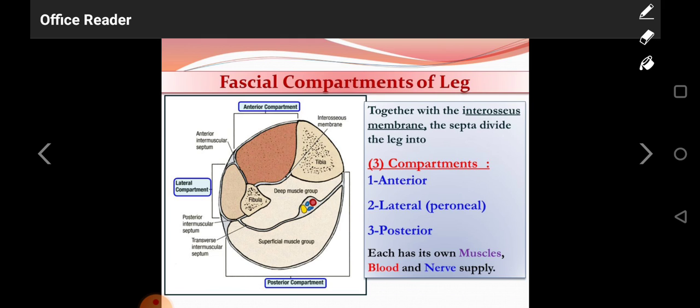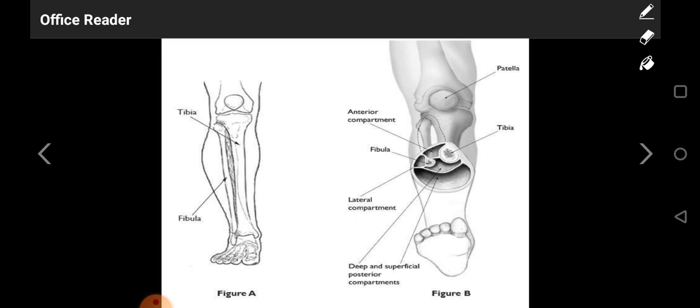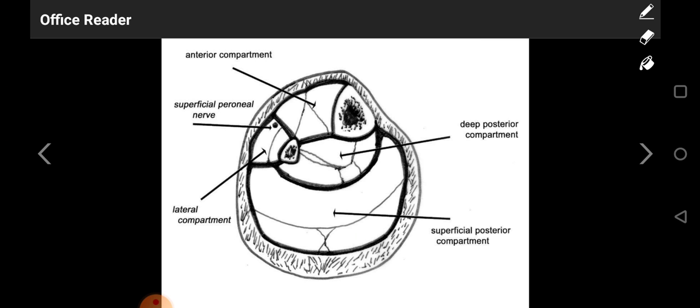In the leg we have three compartments: anterior, posterior and lateral. The medial compartment is absent. The lateral compartment is also known as the peroneal compartment. Each compartment has its own muscles, blood and nerve supply. Here we can see the three compartments: the anterior, posterior and lateral compartments. These compartments are formed by the deep fascia of the leg, the intermuscular septum and the interosseous membrane between the tibia and the fibula.